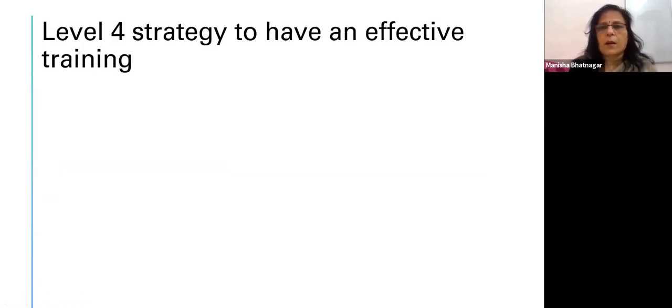Ma'am, may I ask a question? Yeah, please. Ma'am, you mentioned that the difference between level 1 and level 4 is, apart from the other things, in the size of the participants. Level 1 is those people who have actually participated in the training, and level 4 you are saying could have more people also. But what is meant by this difference?